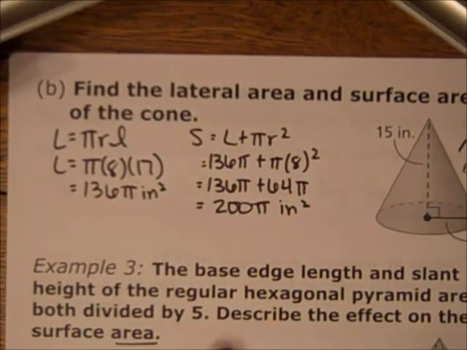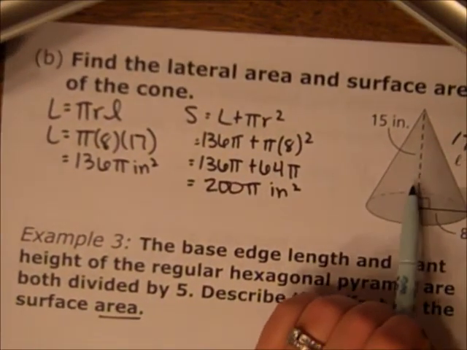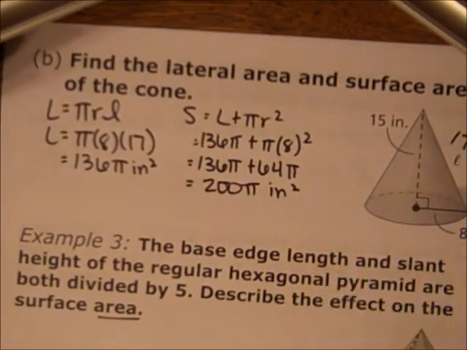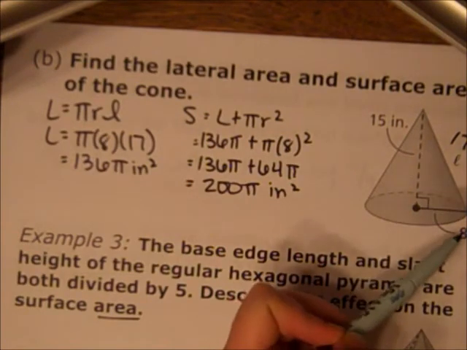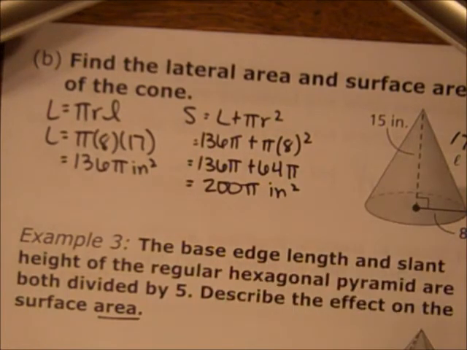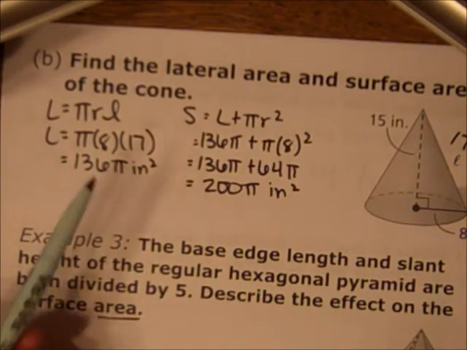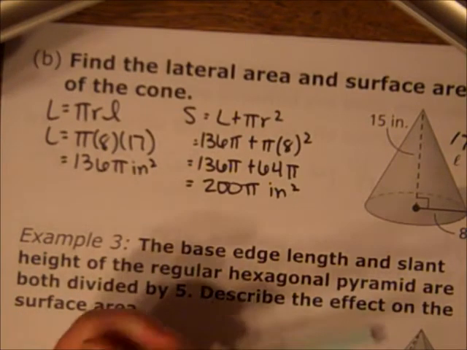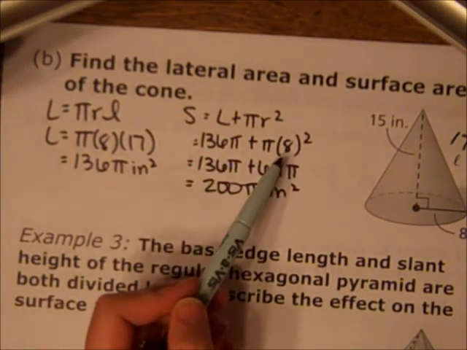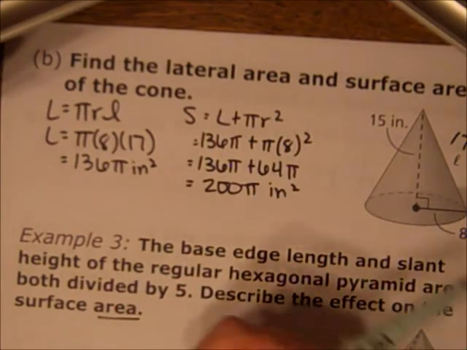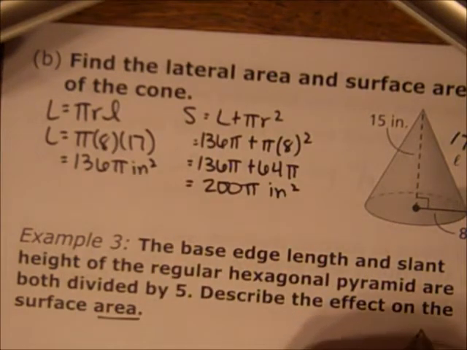Okay, so for this one, they gave us the altitude, the vertical height. So we have to do Pythagorean theorem to find the slant height. Now, luckily, this one was a Pythagorean triple, 8, 15, 17. So it came out nice and pretty, but it might not come out pretty. You might have radicals in there, and that's okay too. So pi RL would be 136 pi. We keep the 136 pi, and we add our pi r squared, so 64 pi, resulting in 200 pi.